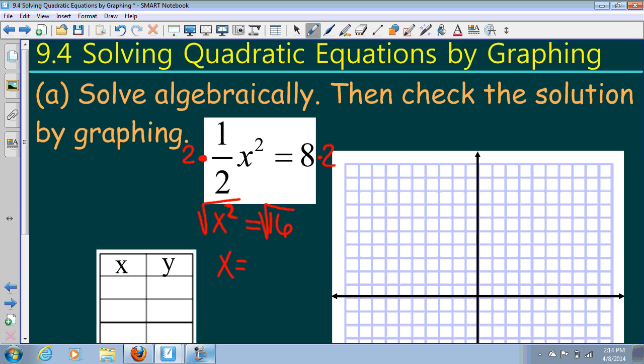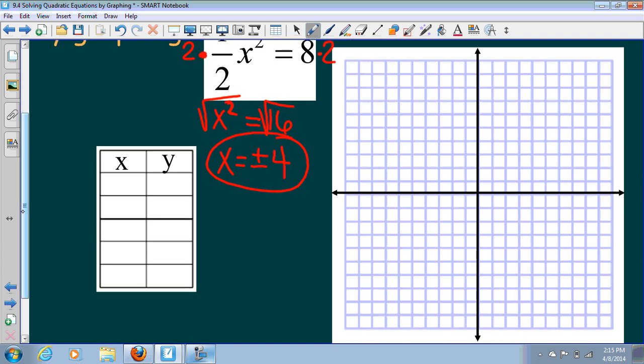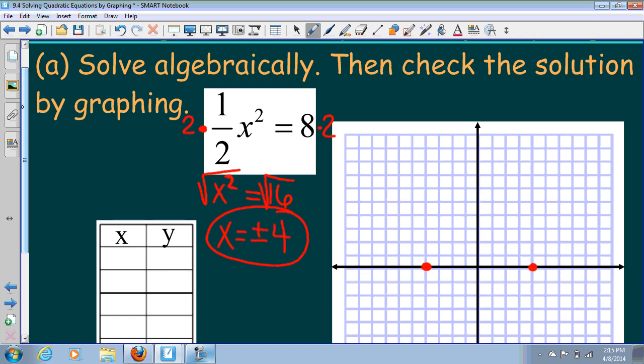So x will equal, if you remember back to Mr. Nash, and he's the one who talked about this, we take 16 out of the square roots, we have a good and bad twin. So we get positive and negative 4. Because negative 4 times negative 4 is 16, and positive 4 times positive 4 is 16. So our roots are positive and negative 4, which means when I graph this, my x-intercepts are positive and negative 4. 1, 2, 3, 4. 1, 2, 3, 4. Okay?